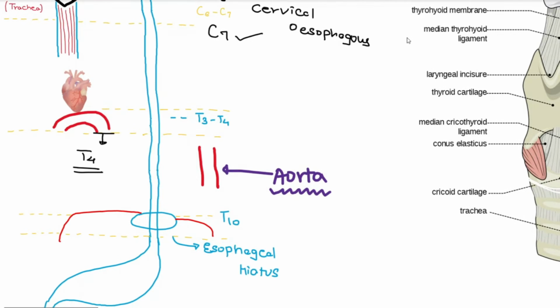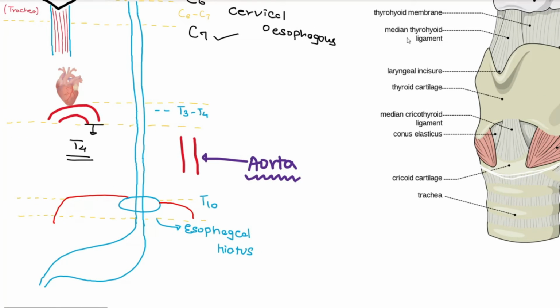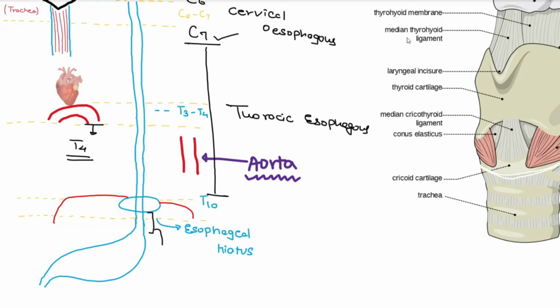So here in this diagram, I have drawn a simplified view of the whole picture which I wanted to tell you. So here we have the thoracic part of the esophagus starting from the lower part of the C7 cervical vertebra up till the esophageal hiatus. And then here we have the abdominal part of the esophagus. So this is the abdominal esophagus.